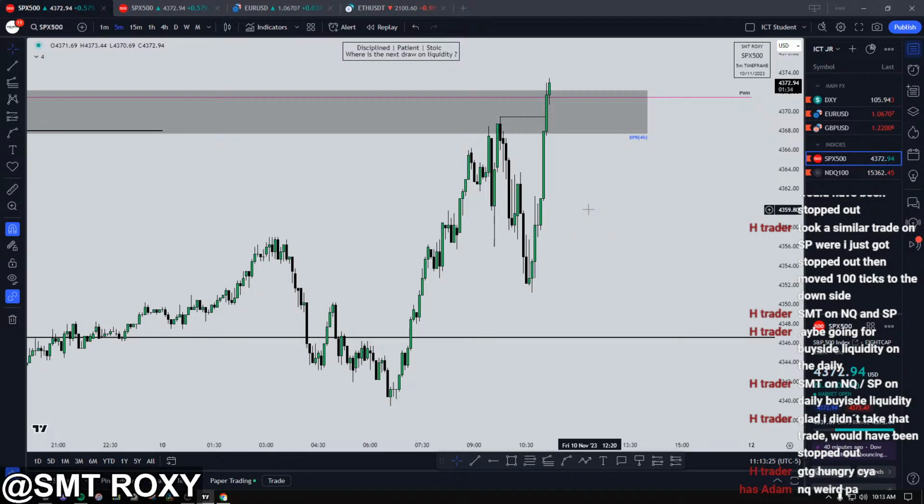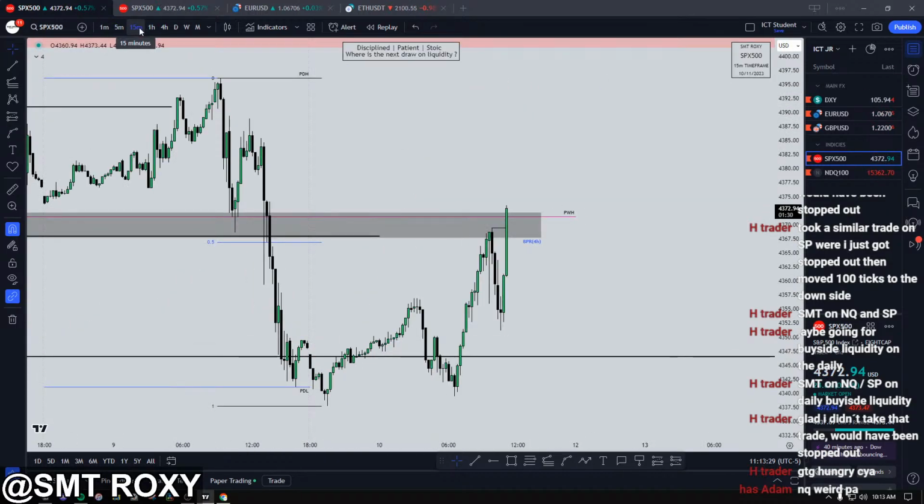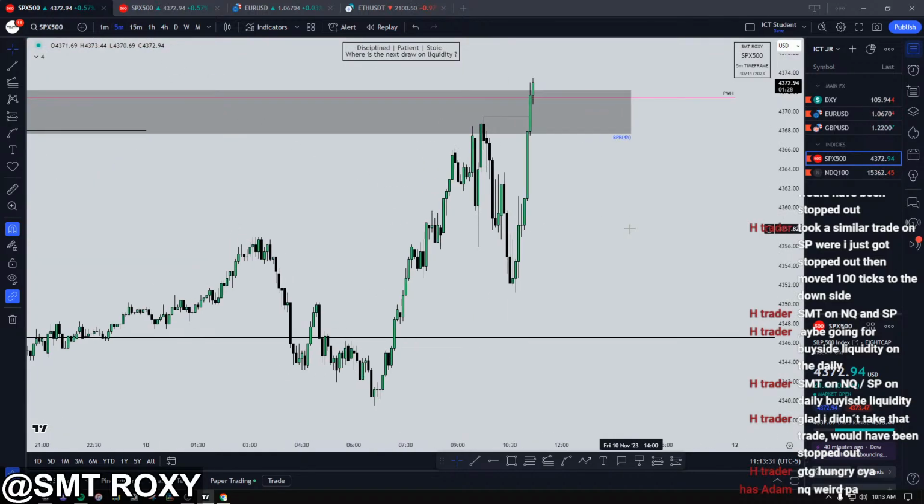I've been having good patience. I've been trying to be more patient and let the higher time frame levels pan out, but just seeing it reversing like this, we were saying there was a market maker buy model forming. When I was on my phone, I think I drew the little line here.